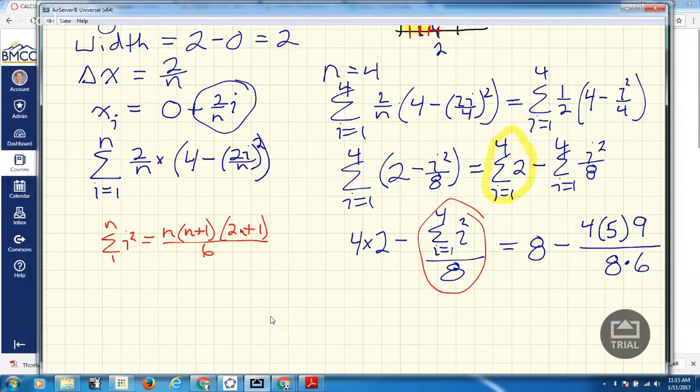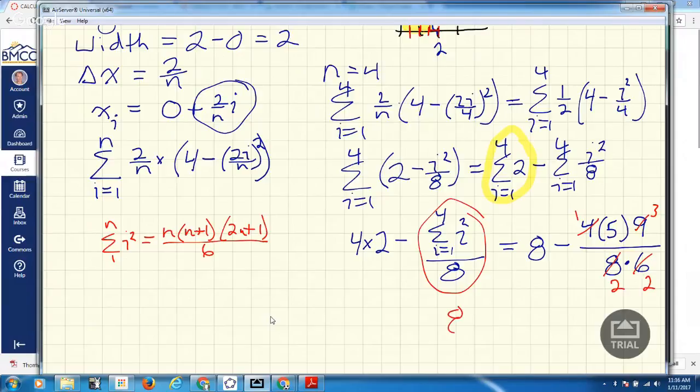So let's see, we can clean up that mess a little bit. 4 goes into 8 twice, that's better. And 3 goes into 9 3 times, 3 goes into 6 twice, and that's about all I can clean up there. So what do we get then?